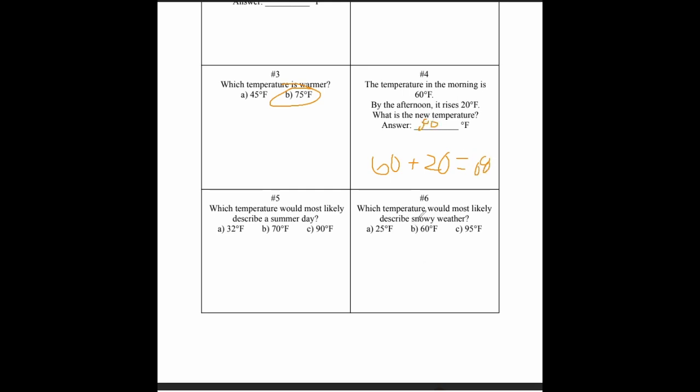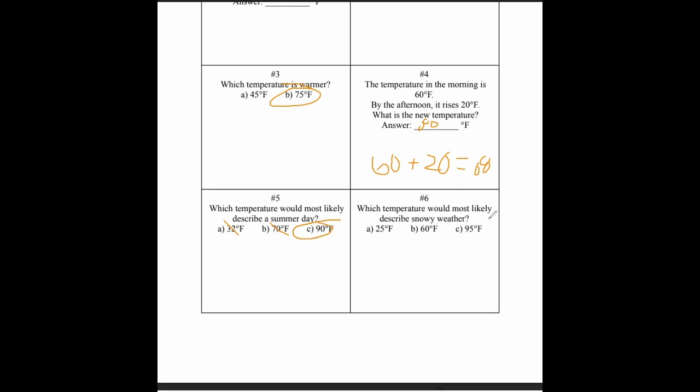Which temperature would most likely describe a summer day? 32 degrees Fahrenheit is very cold. You need coats, so probably not a summer day. 70 degrees Fahrenheit is a bit chilly. You do still need a coat, maybe if you're particularly susceptible to cold. So not that either. Probably 95 degrees Fahrenheit, which is like beach-going weather.